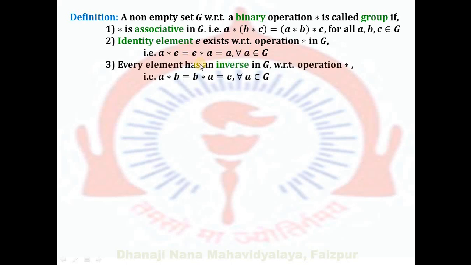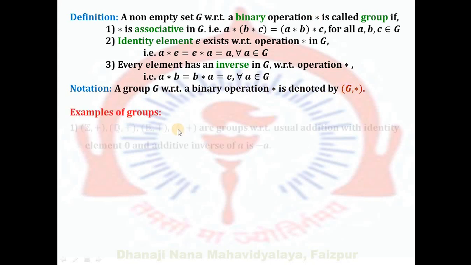And third condition, every element has an inverse in G with respect to that operation star, that is a star b is equal to b star a, that is equal to e for all a belonging to G. So in this case we can say that b is the inverse of a with respect to the operation star. So if G satisfies all those three conditions, then G with that operation star is known as a group. Now notation, a group G with respect to a binary operation star is denoted by (G, star).